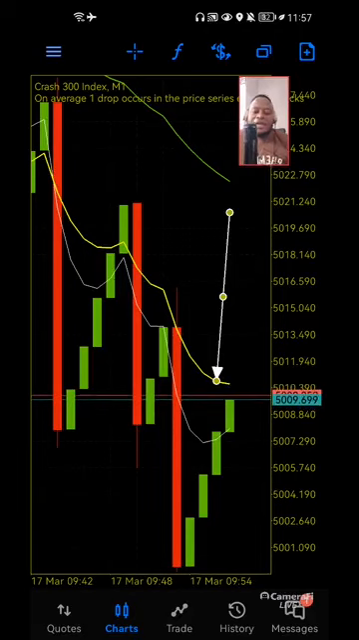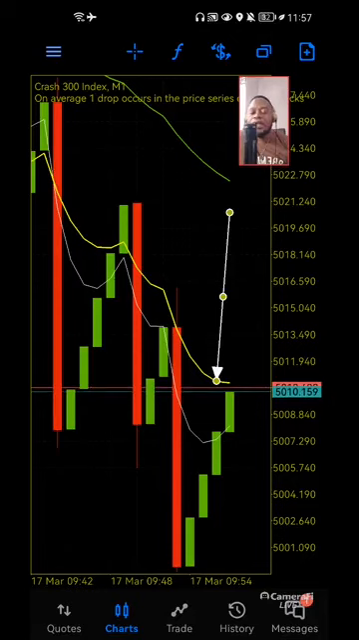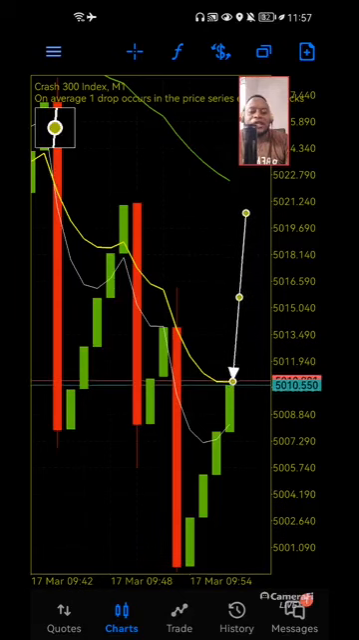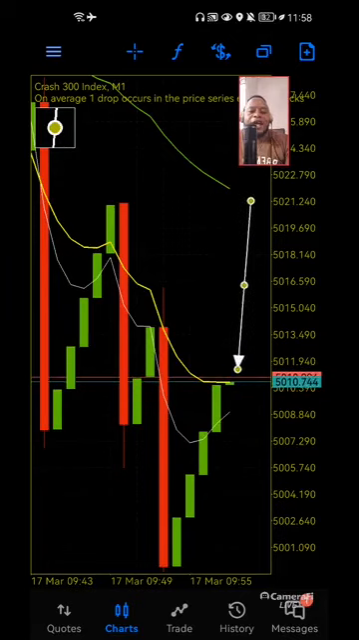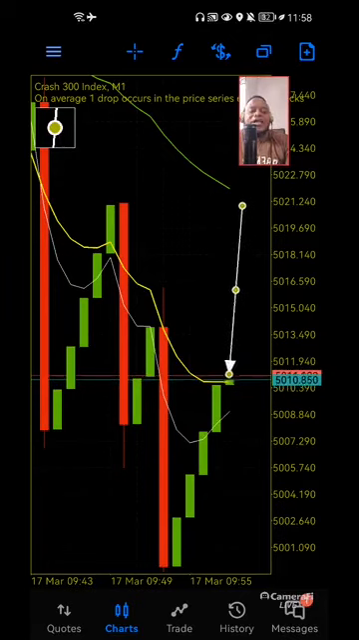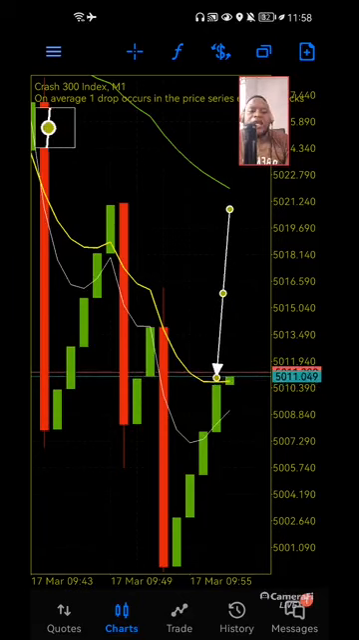Crash 300, you place a sell. Remember, it is very possible to lose a trade, but that doesn't mean you should blow your account. What I mean by losing a trade is you can place your sell here and then the market goes up and disrespects your rules. But as far as it is concerned, right here, you have placed a sell.